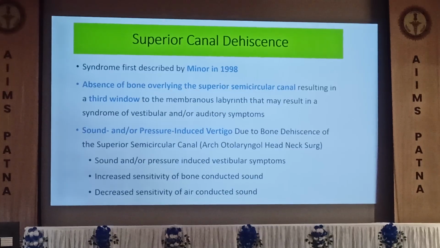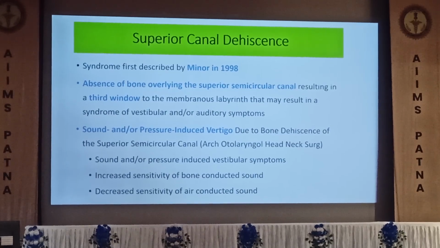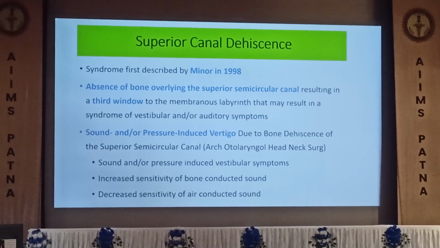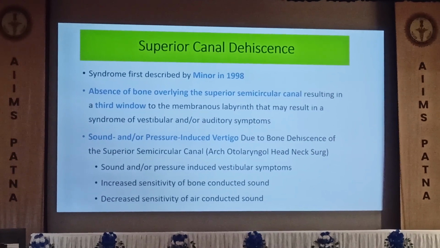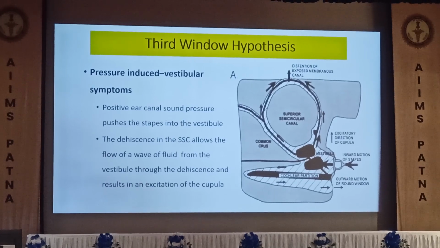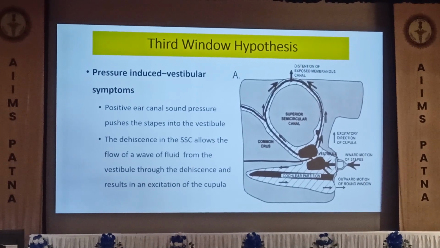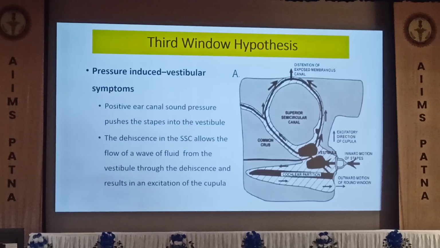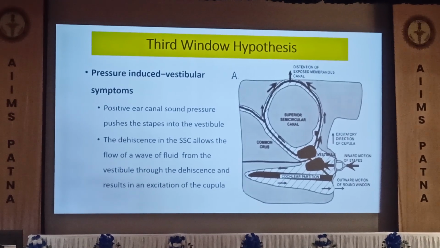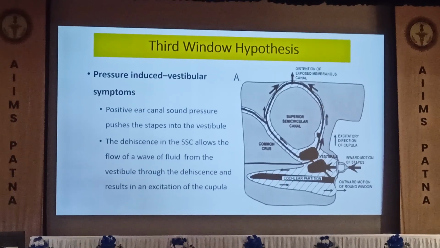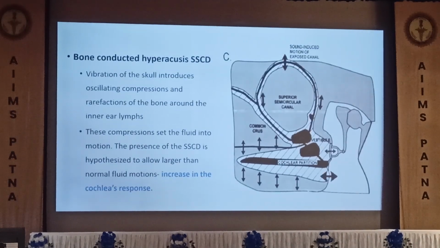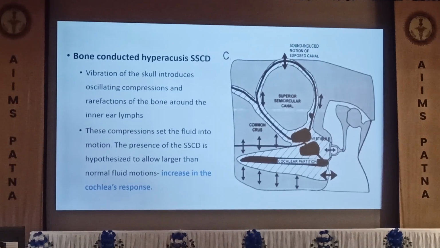You have the stapes and round window as the 2 windows of the inner ear into the middle ear. You have the third window created by this special dehiscence in the superior semicircular canal. So you can have pressure-induced vestibular symptom. So your stapes goes inside. What does dehiscence do? Dehiscence allows the flow of a wave of fluid from the vestibule through the dehiscence, and in turn results in excitation of the cupula and you have vertigo. You have bone conducted hyperacusis.